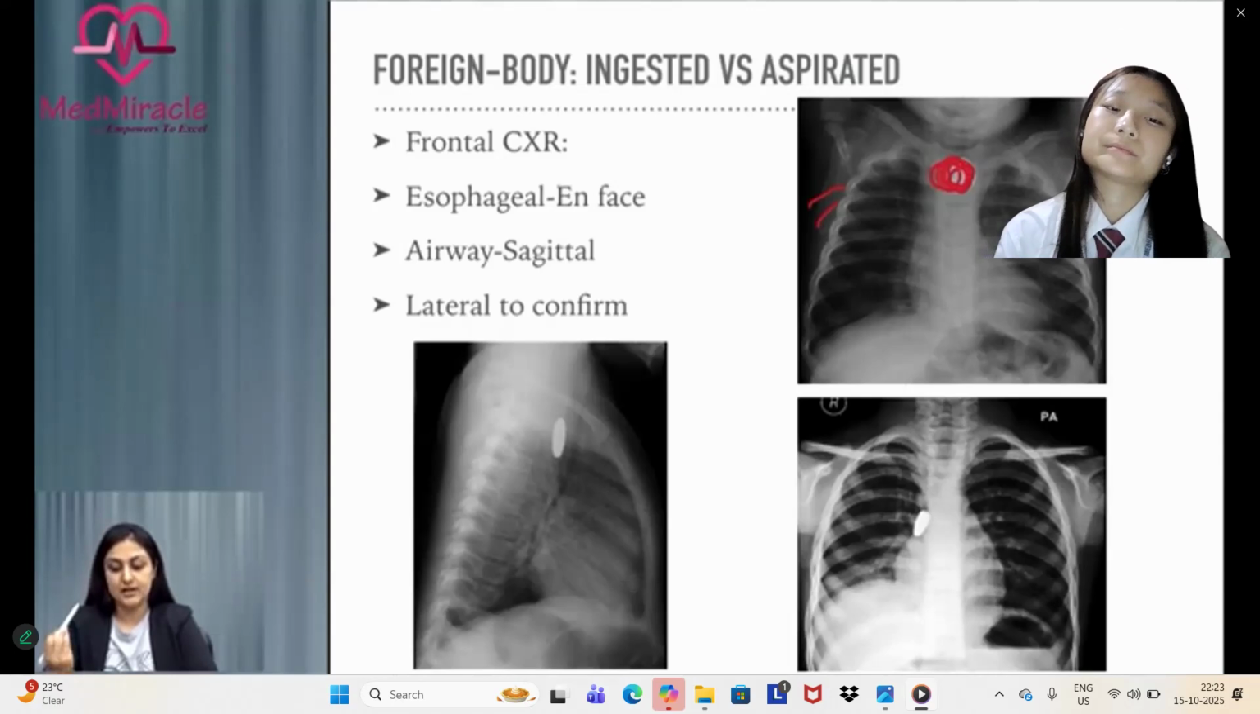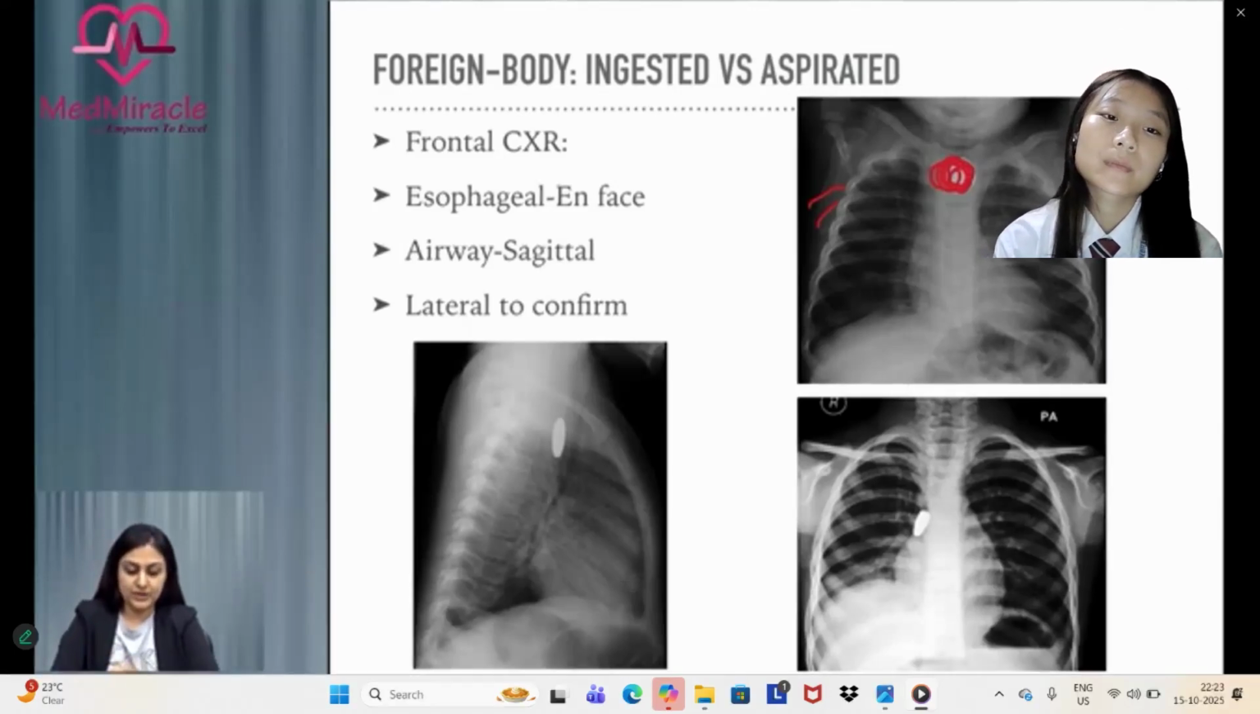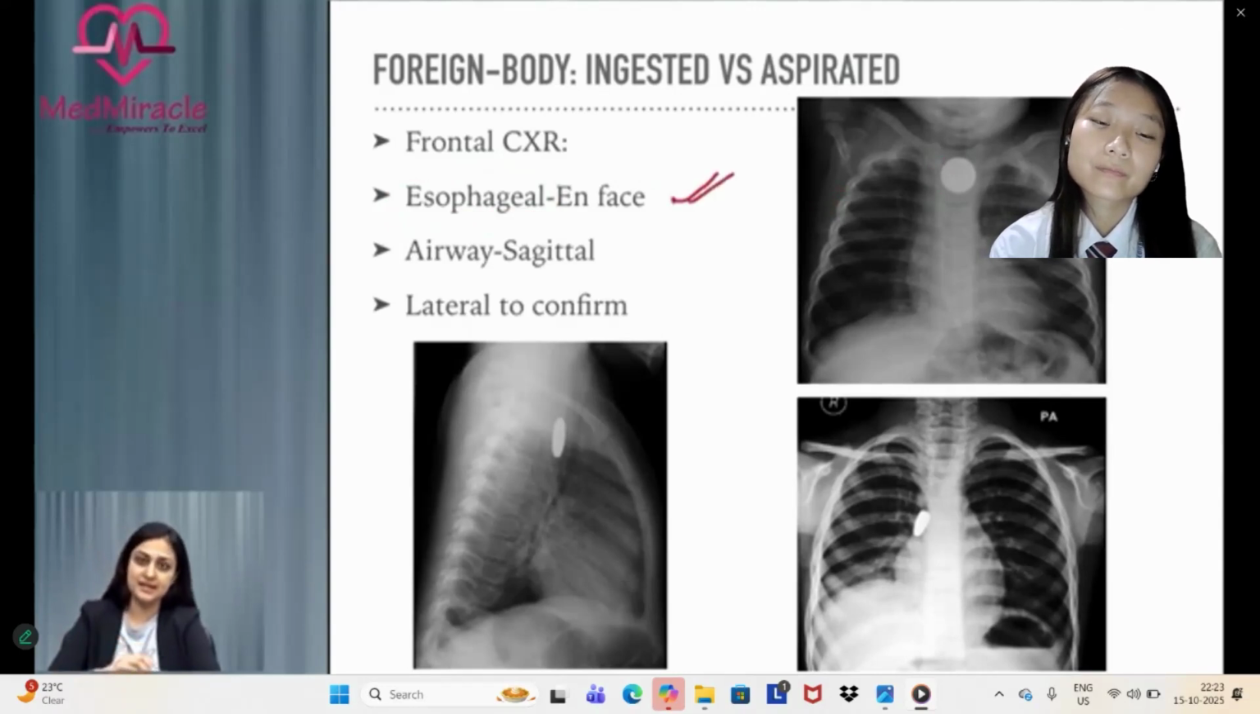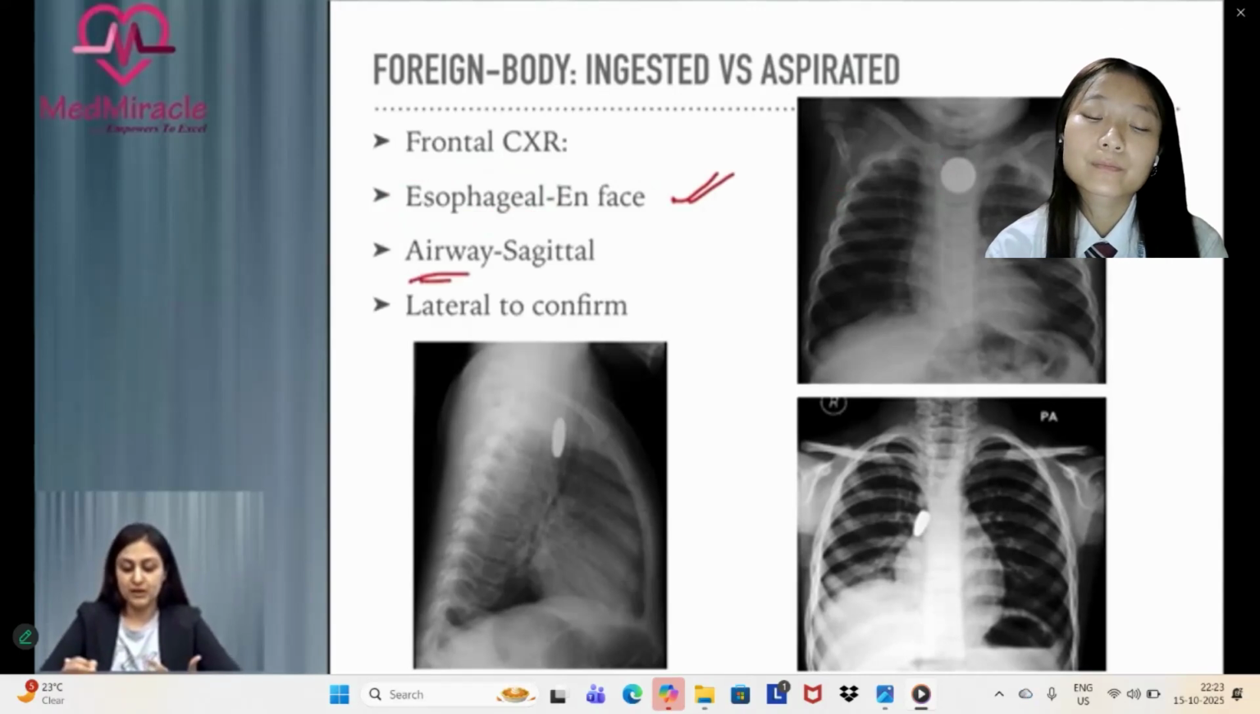Whether it's lying in the esophagus or trachea, the trick to find out is that the esophageal foreign body, that is an ingested foreign body, will be lying end face, as we are seeing in this particular image, that we are seeing the complete disc here, that is the foreign body is end faced, suggestive of its esophageal location, suggesting that the child has ingested it.